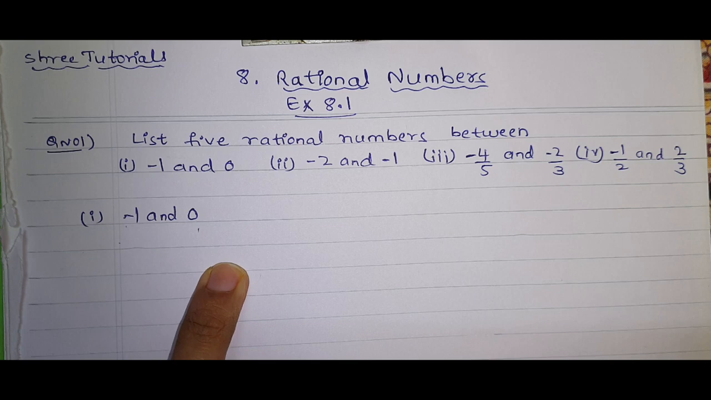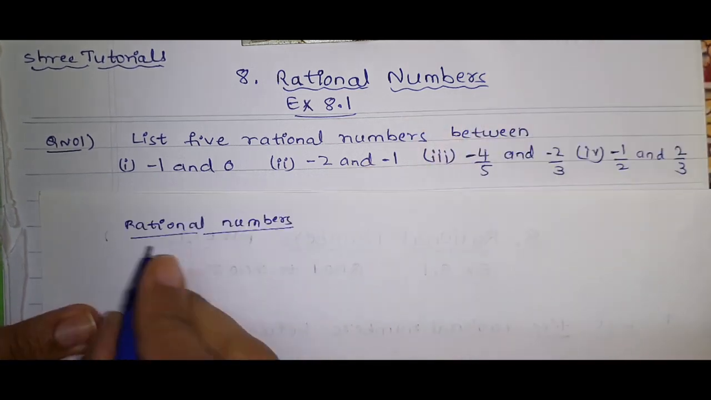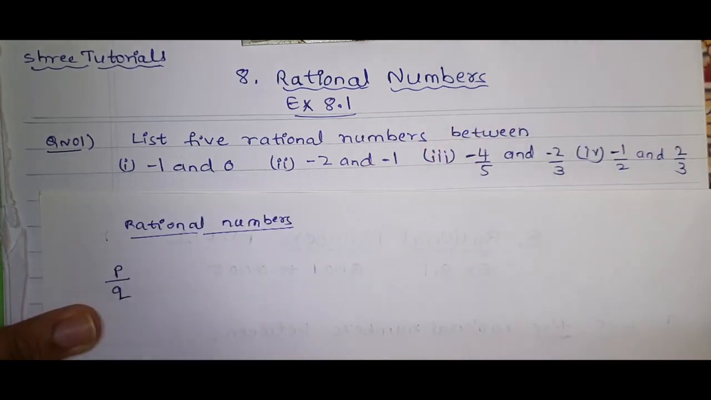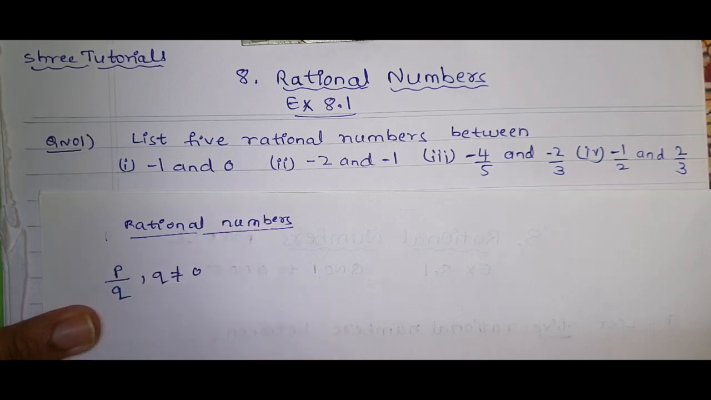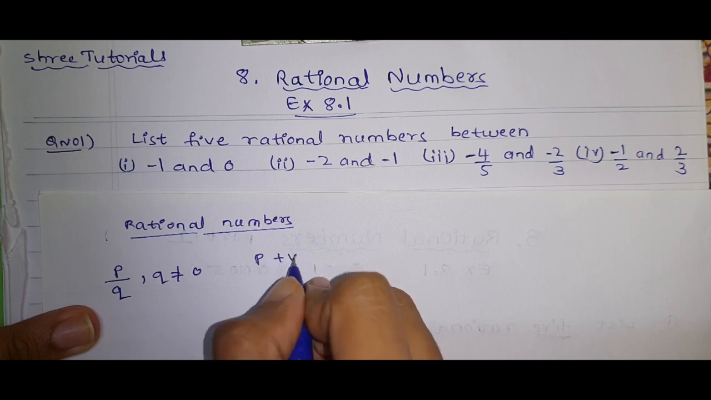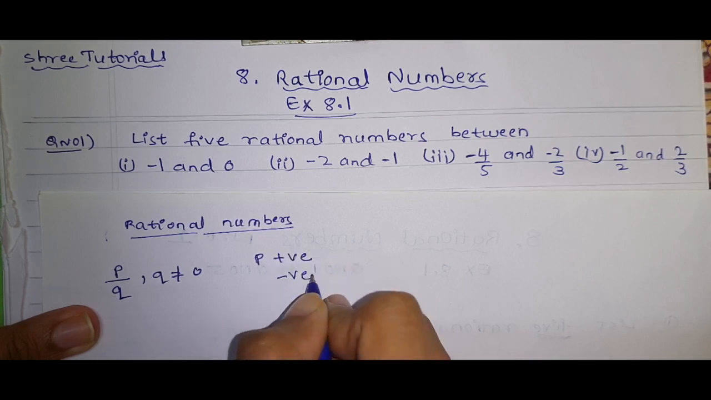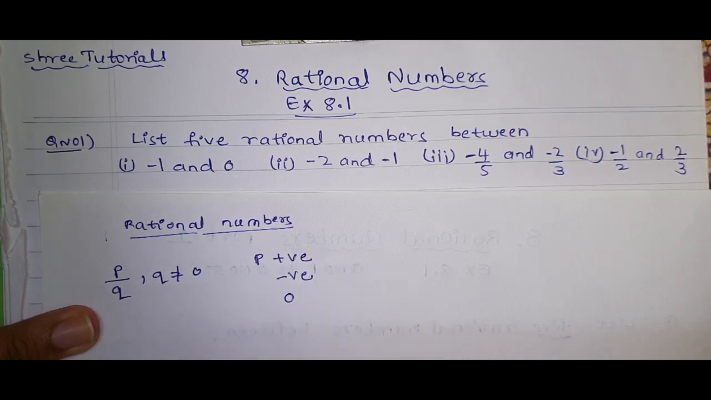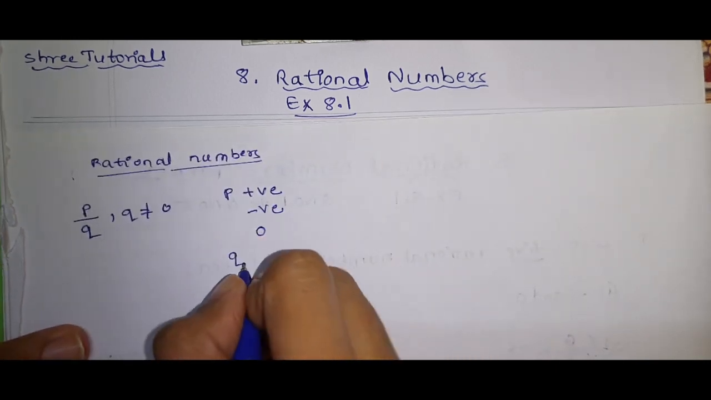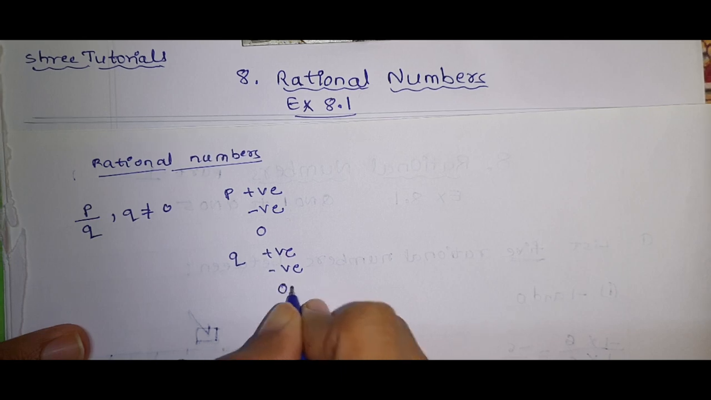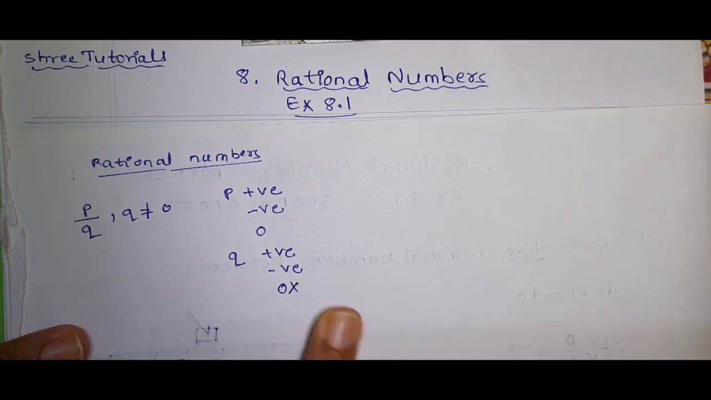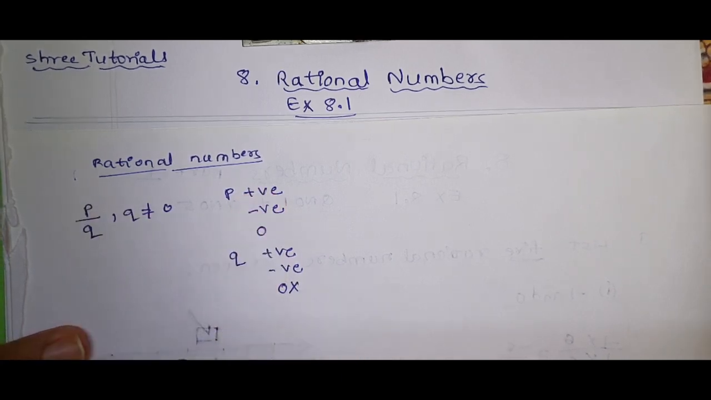First of all, what are rational numbers? Rational numbers are the numbers which are in the form of p divided by q, where q is not equal to 0. P can be any positive integer, any negative integer, even 0. But q can be a positive integer or a negative integer, but not 0. So this is called rational numbers.